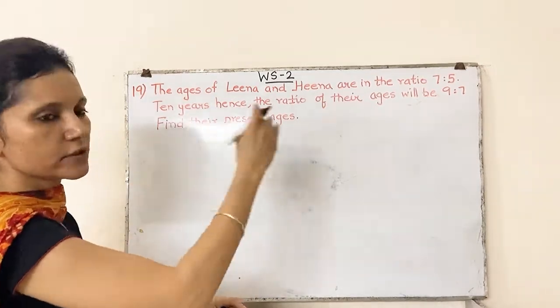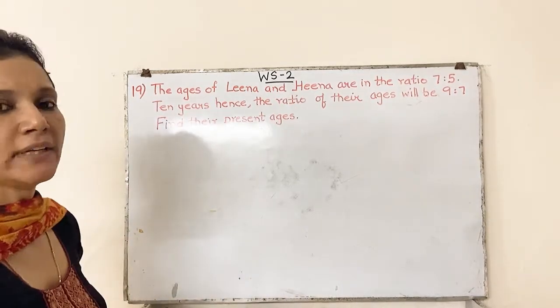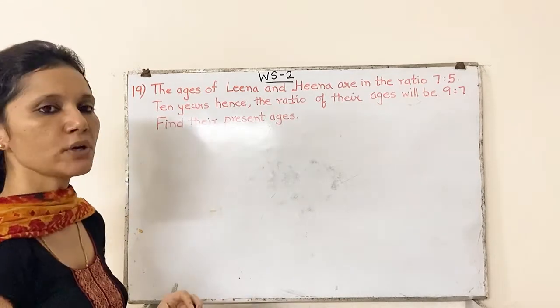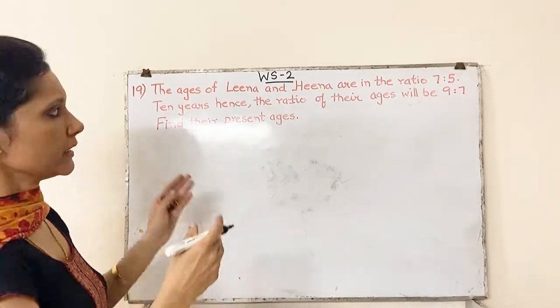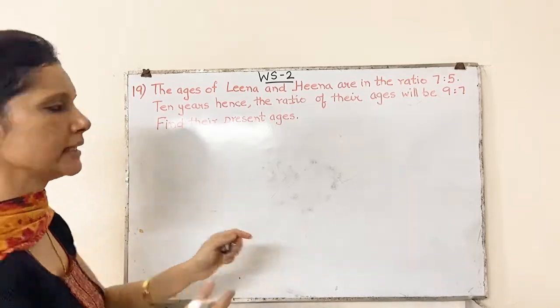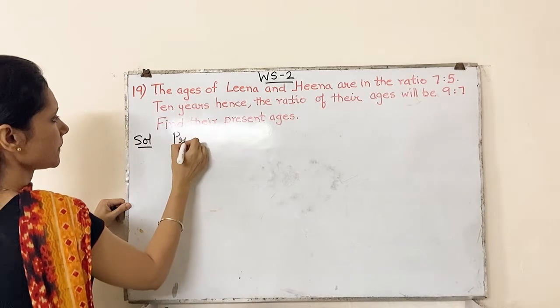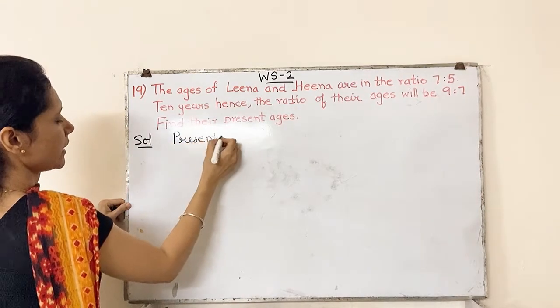So let's first read the first line of the question. The first line is: the ages of Leena and Hina are in the ratio 7:5. So in this line they are talking about the present ages of Leena and Hina. So let's give the heading as present age.